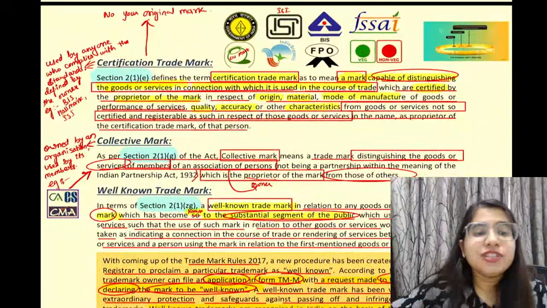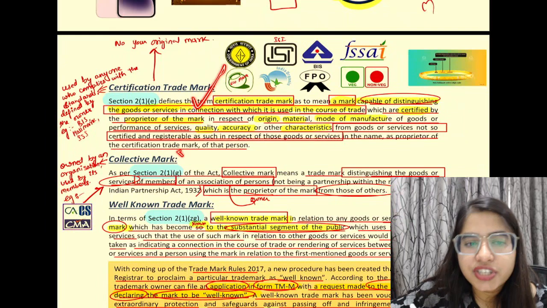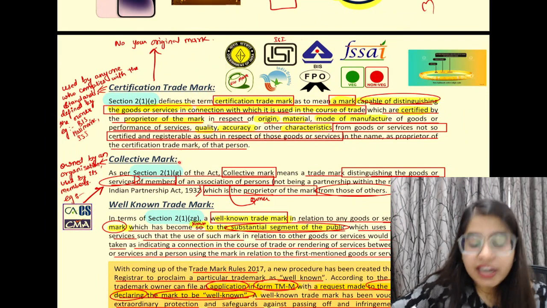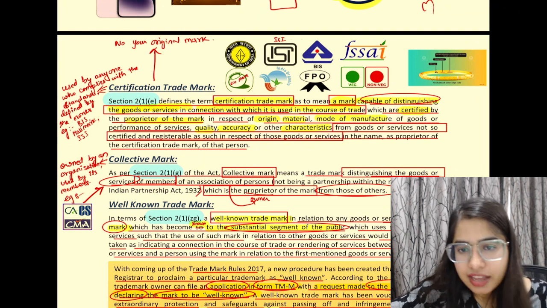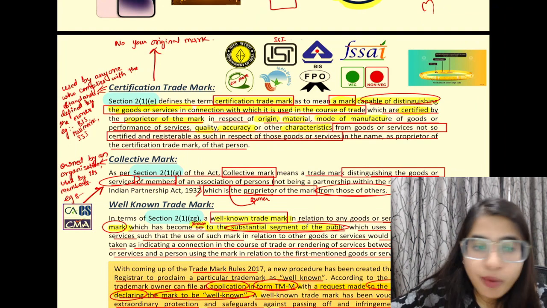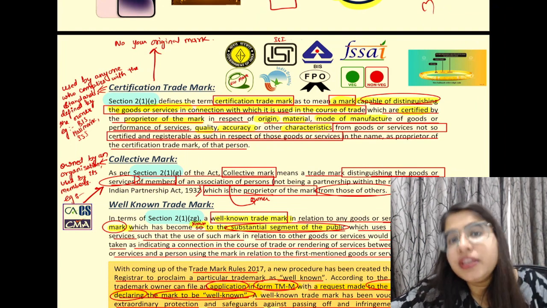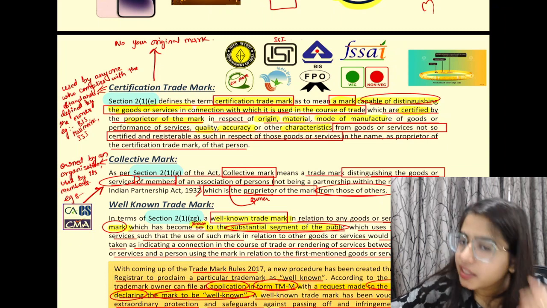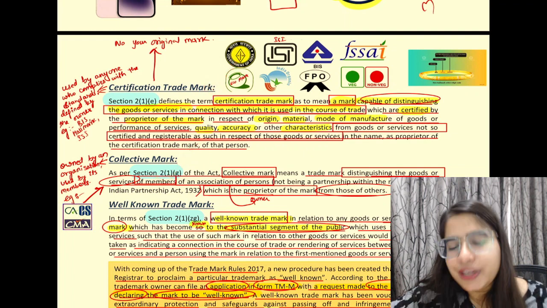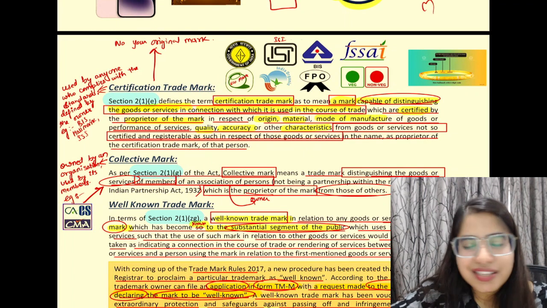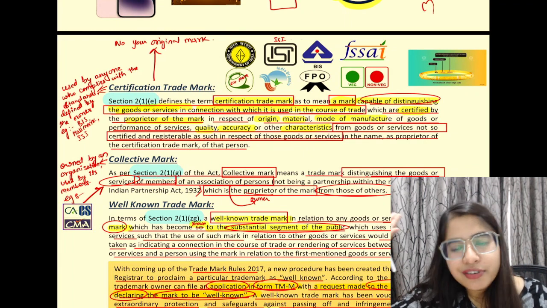Now my dear, please don't get confused between the certification and the collective trademark, because to become collective, you need to be a member of that organization, like ICSI, CS. If I want to use the trademark CS, I should be a member of ICSI. Then only can I use the trademark CS. In certification, you don't need to be a member. You just need to take a certificate from them, asking if you can use their trademark, and they will allow you.